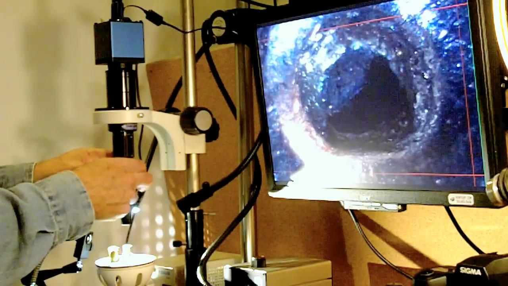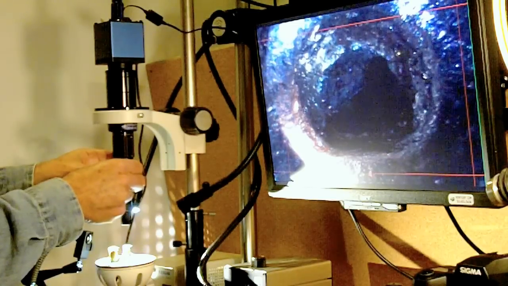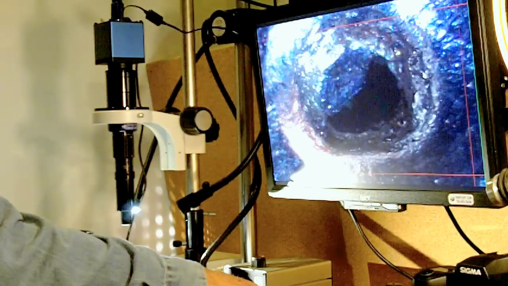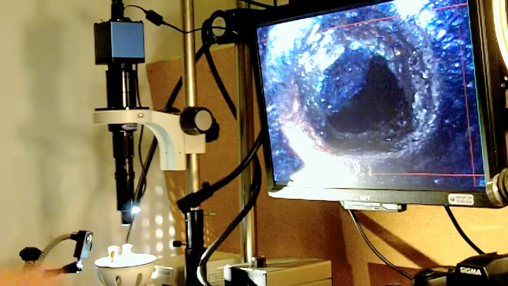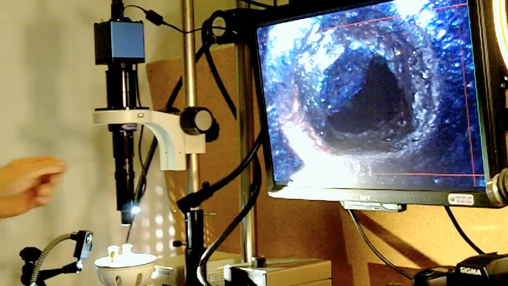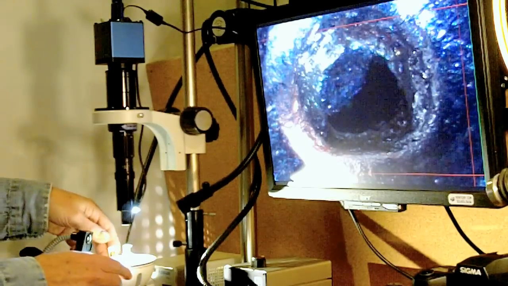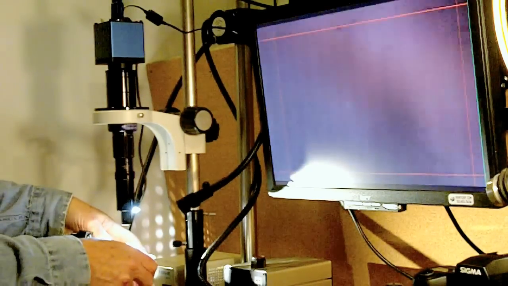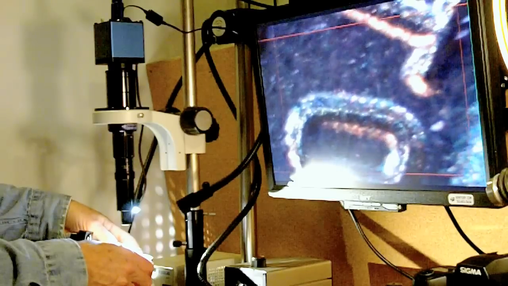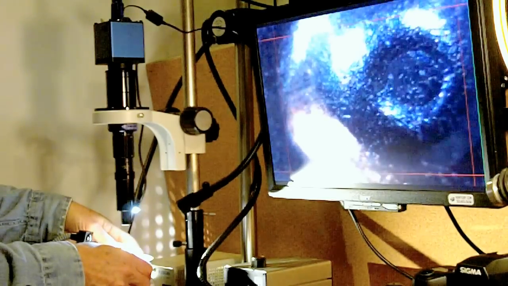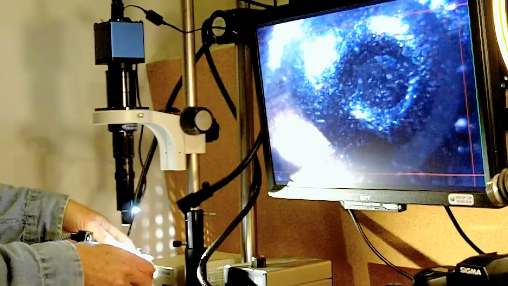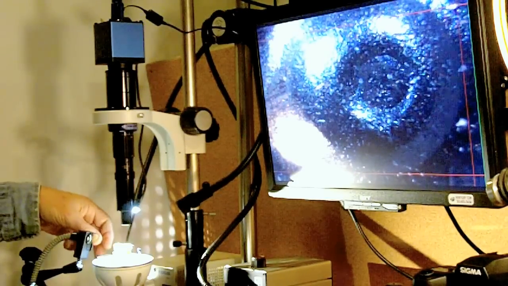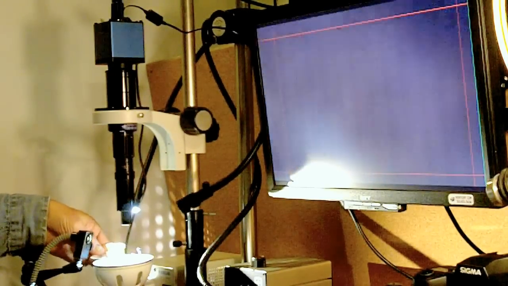And again, we have an aperture diaphragm built in that allows us to stop it down even further. We can adjust the LED so that we have more intensity, like so. So that's the firing pin indentation on a 38 caliber shell casing. And here is a totally different firing pin indentation on a 45 caliber.